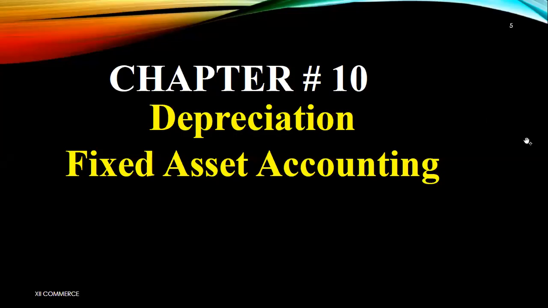This is your chapter 10, depreciation, fixed asset accounting, in which we have discussed what a fixed asset actually is and how we apply depreciation. Basically, depreciation has a very small definition to understand: it is a reduction of fixed assets. Whenever these fixed assets are reducing, it means the cost of the fixed asset is not the same as when it was purchased new. It will be reduced after some usage or after some time. It means that the fixed asset is depreciated.